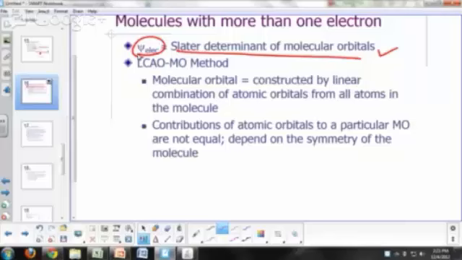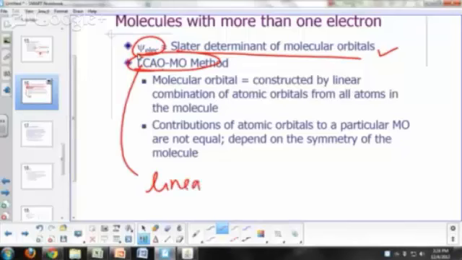A common technique for constructing molecular orbitals uses what's called the LCAO method. LCAO stands for linear combination of atomic orbitals. Here it is, linear combination of atomic orbitals. So you construct your molecular orbitals from the atomic orbitals of the molecule. You just take linear combinations of those, and so different atomic orbitals will contribute different amounts to the linear combination.